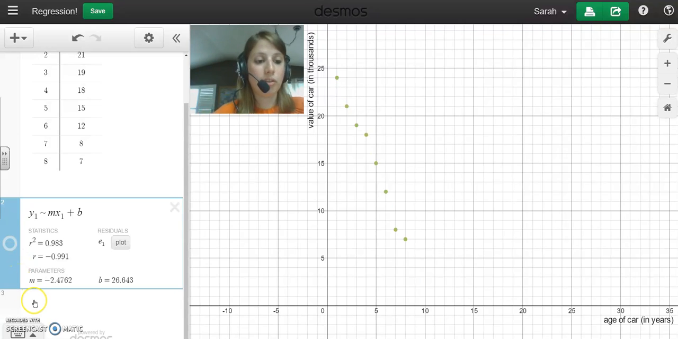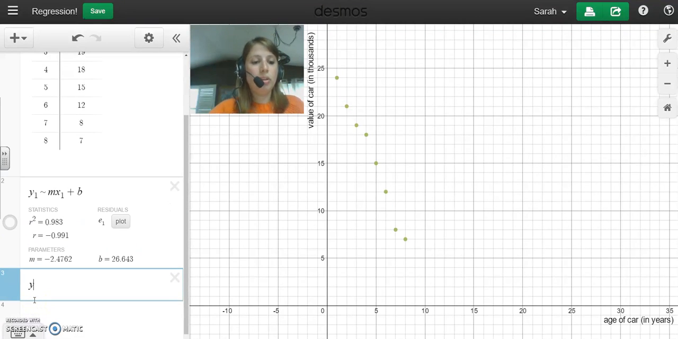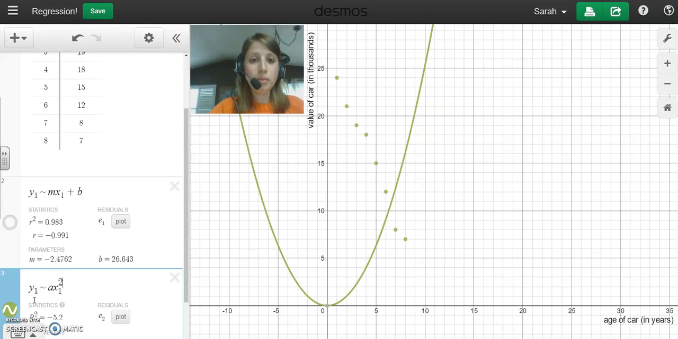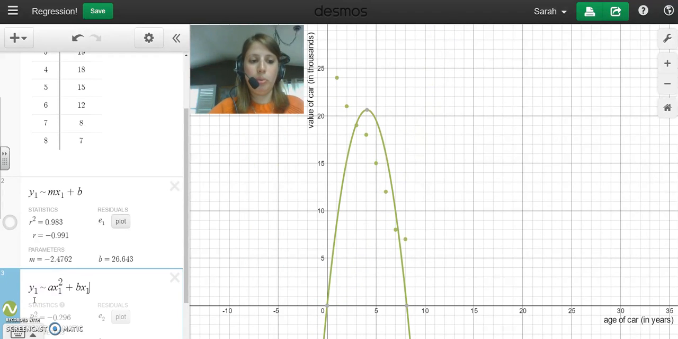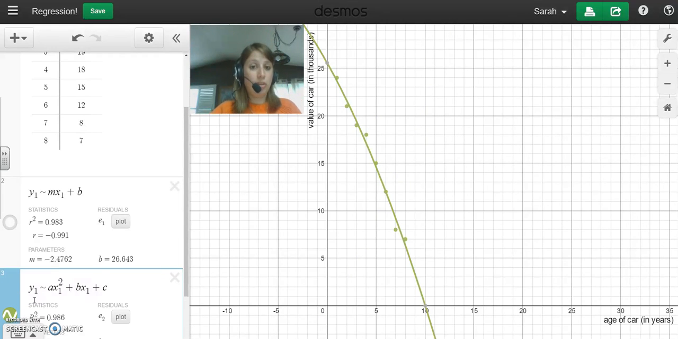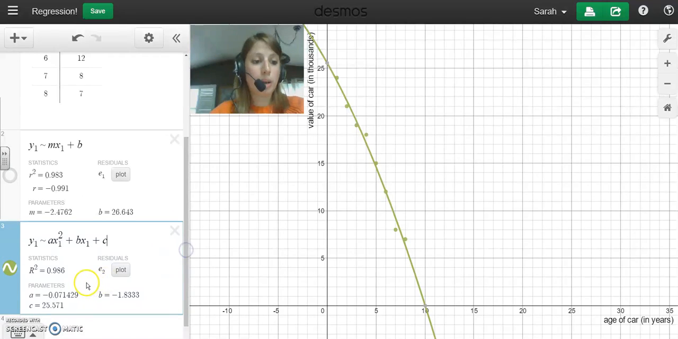Let's try quadratic regression. So we're going to see, does y1, using a tilde, relate to x1 in standard quadratic function form, or a times x1 squared plus b times x1 plus c, standard form of a quadratic function. And Desmos has created the quadratic regression, or the parabola of best fit, giving us the parameters and our r-squared value of 0.986. So again, a strong quadratic relationship.